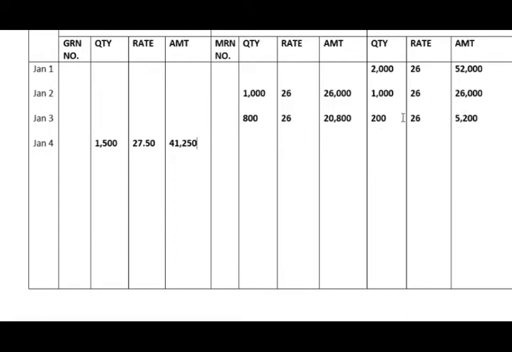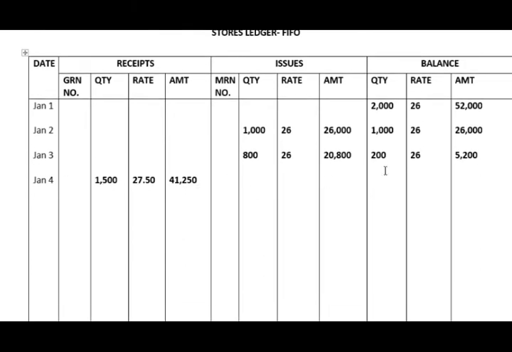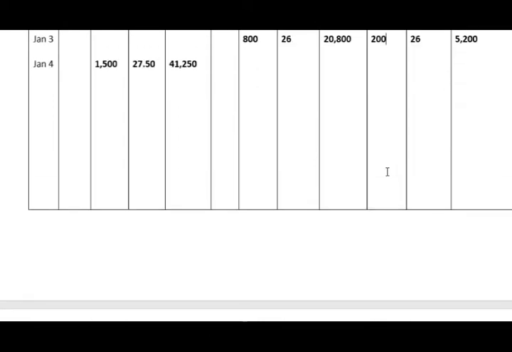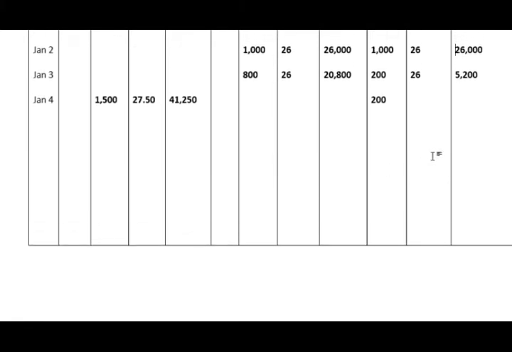So we already have a balance of 200 with us, and again we have a further purchase of 1,500. So while you write the balance on this date, you should write 200 at the rate of 26, 5,200. Again we have a new balance of 1,500 at what rate? 27.50. It amounts to 41,250. I hope it is clear.